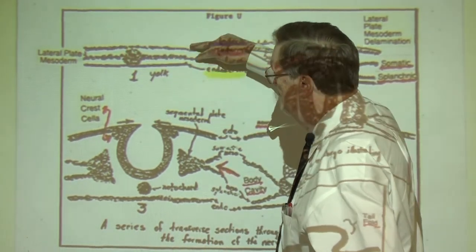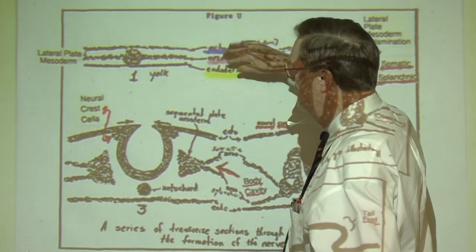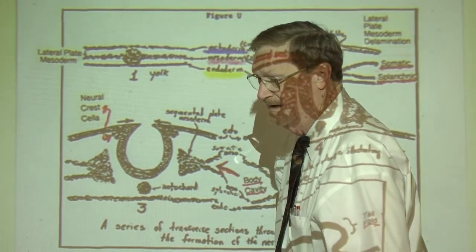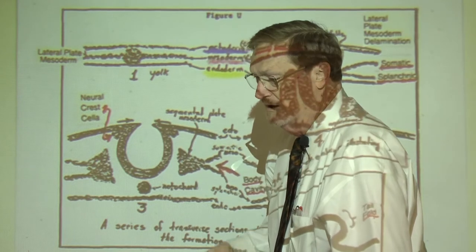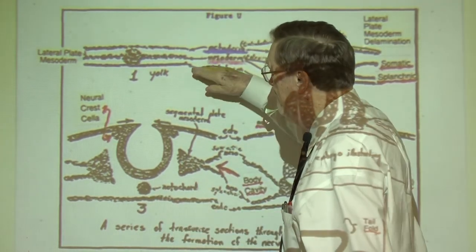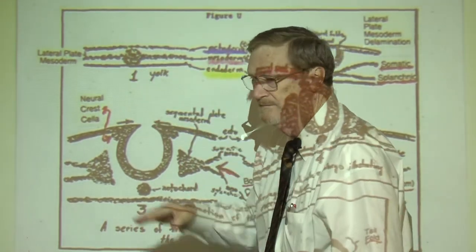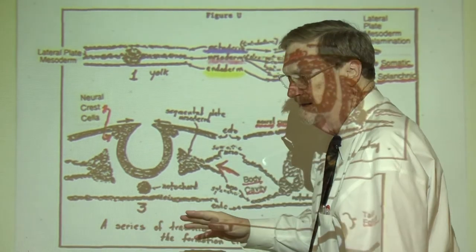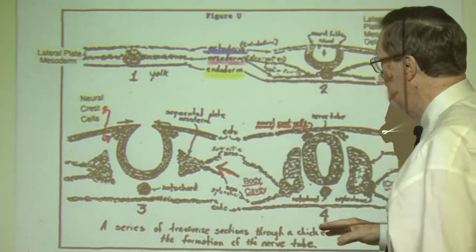Now, these two top layers, ectoderm and mesoderm, are going to get real busy being induced and forming things, but that endoderm underneath there just goes to sleep. It doesn't do anything. It stays quiescent and doesn't form anything.